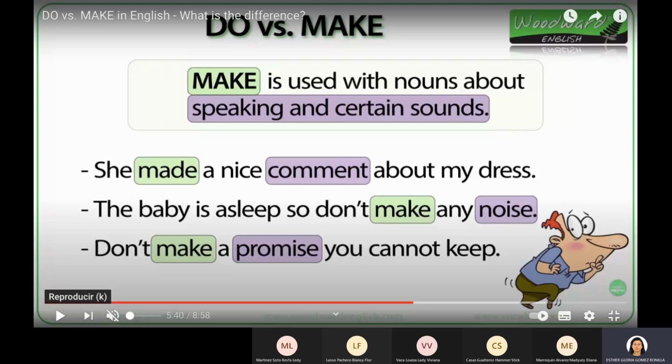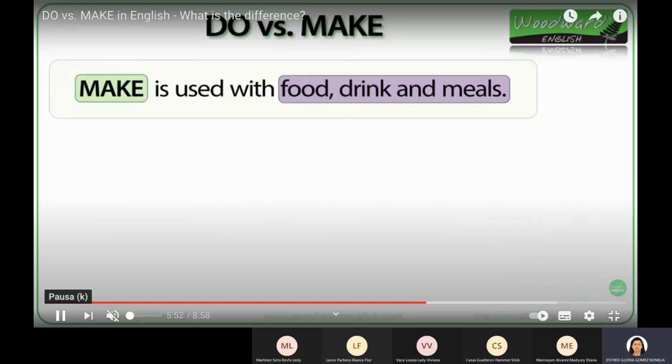Don't make a promise you cannot keep. Make a promise or make a mistake, make a terrible situation. So refers to nouns or also about certain sounds. Make a mistake is a noun. Make a comment is a noun. Make a noise is a sound. Make a promise, that is a noun, ¿no? Entonces, you say, in those cases, make. Make when you are going to use it with nouns. Nouns are sustantivos in English. Make a comment, remember.